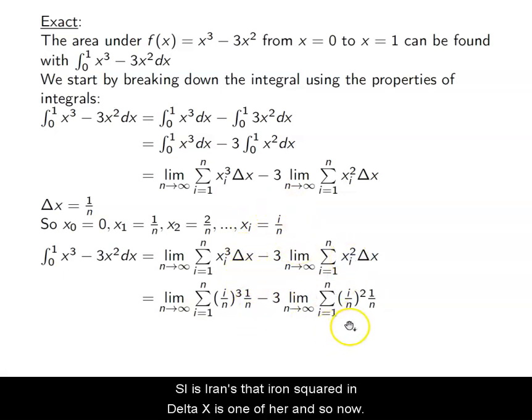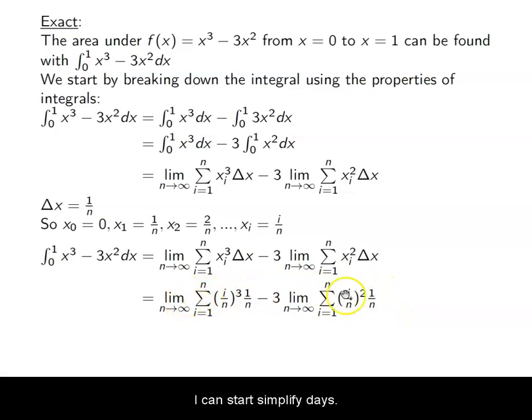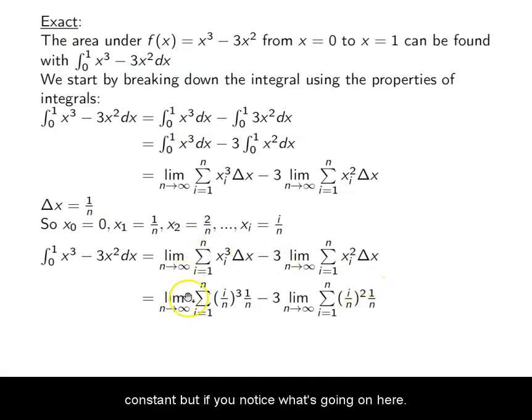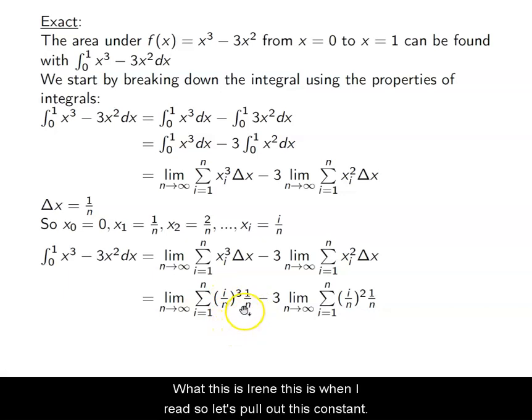Xi is i over n, so that's i over n squared, and delta x is 1 over n. So now I can start to simplify these, right? It's very clear that I have this 1 over n I could pull out as a constant, but if you notice what's going on here, well, this is i over n, and this is 1 over n. So let's pull out this constant of 1 over n.